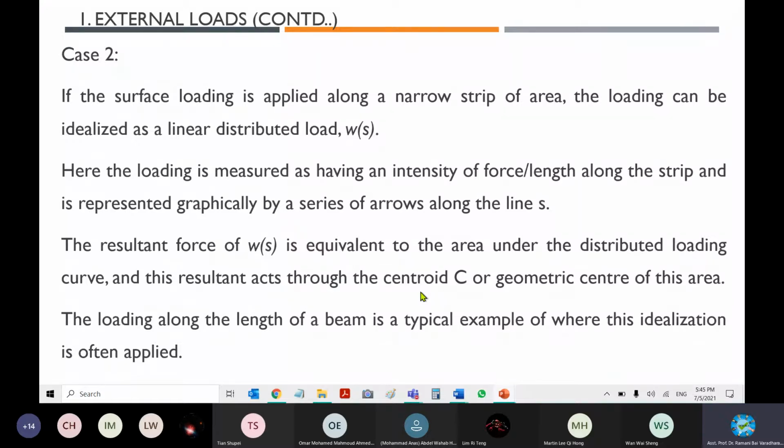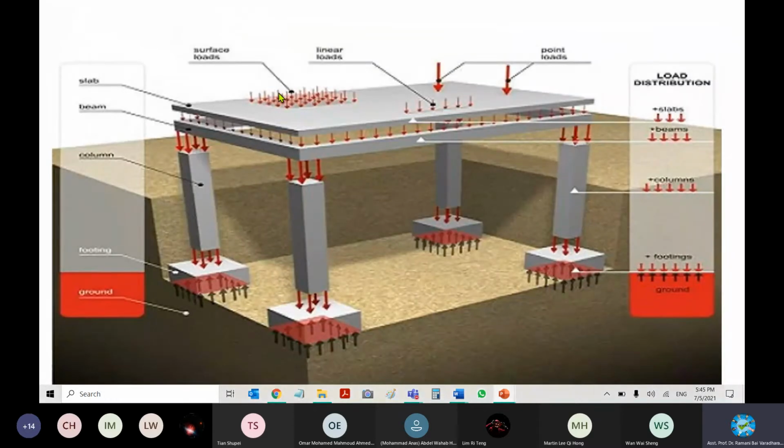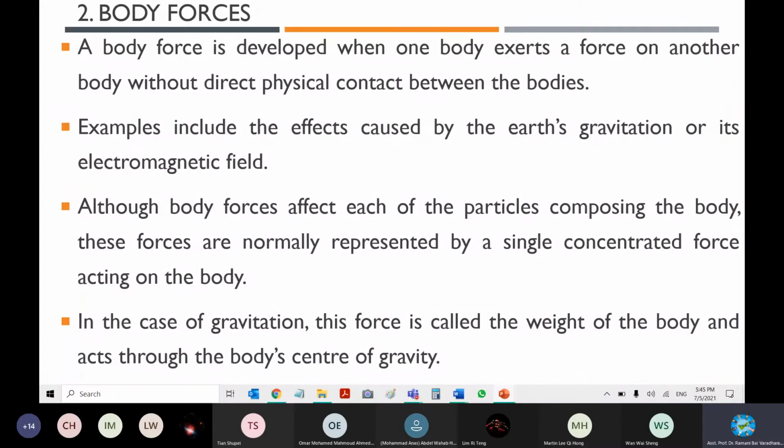The resultant force, if it is a group of point loads, the resultant load will be taken for design. In case of gravitation, this force is called the weight of the body.